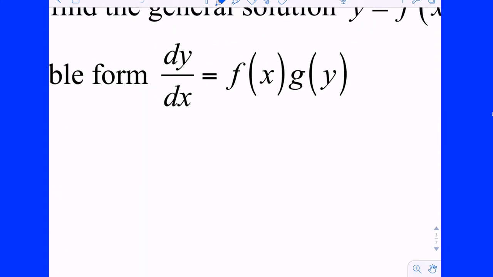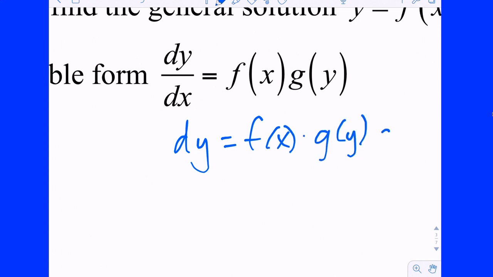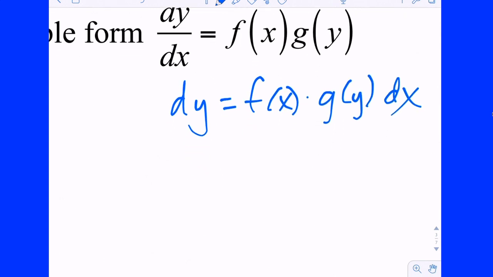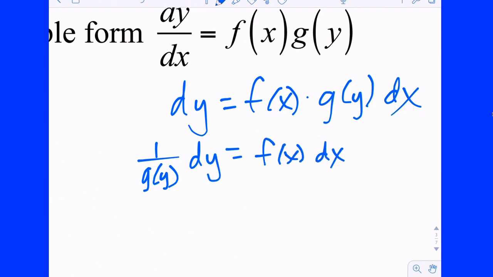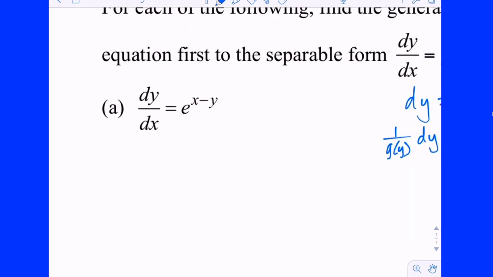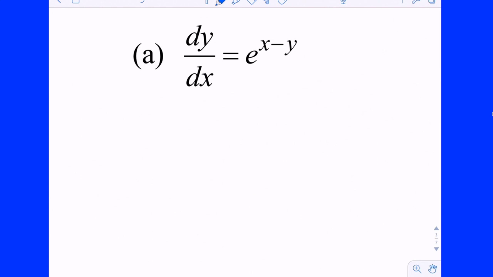Okay, so again, if you have in general dy dx equals f of x times g of y, the separation would look like this. You got dy equals f of x times g of y dx, but then you have a function of y on the right, so you would have to divide through by it. So 1 over g of y dy would equal f of x dx. Okay, so you're not going to be asked again to solve a separable differential equation if it's not one that can be solved. So dy dx equals, we have e to the x minus y.